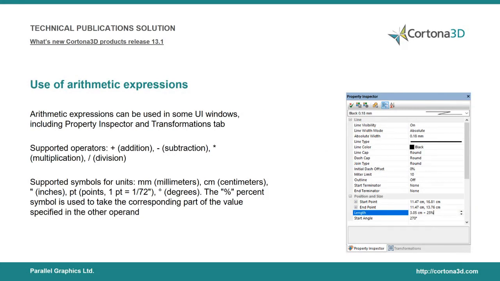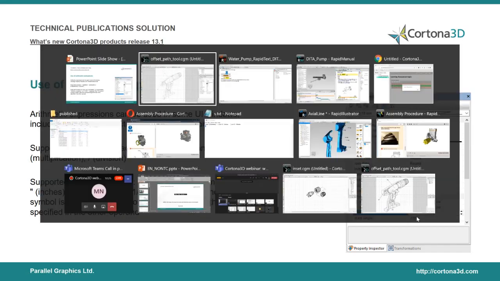Also, some of you who need precise drawing of objects, it is now possible to use simple arithmetic expressions in various user interface windows of 2D editor, such as in Property Inspector and in Transformations tabs. These are those basic operators which can be used, and units. Quite straightforward example is to use a percentage. So if you would like to increase or decrease the length of some object by, say, 50%.